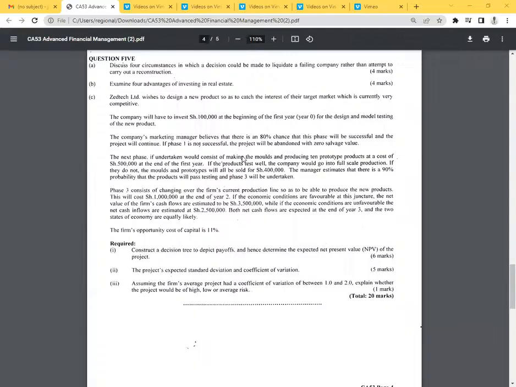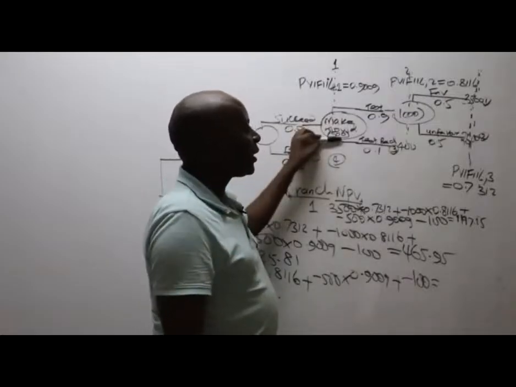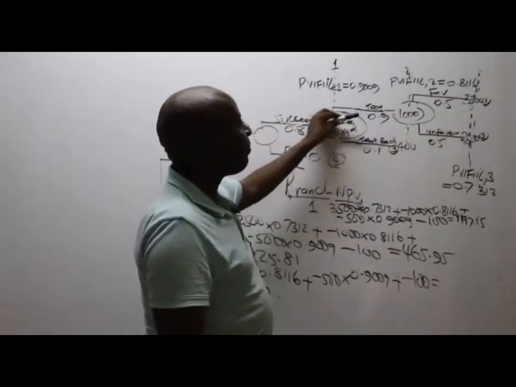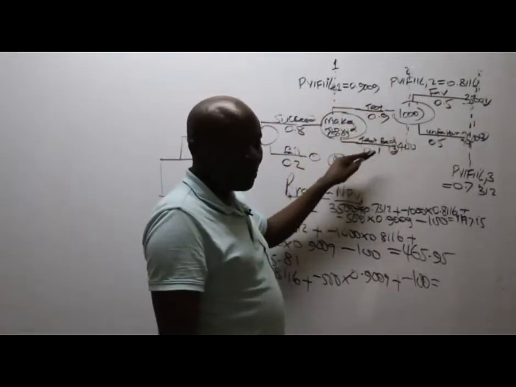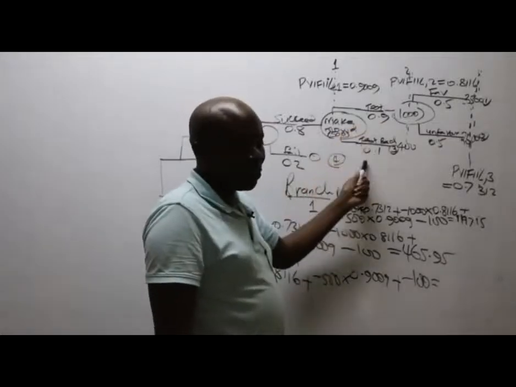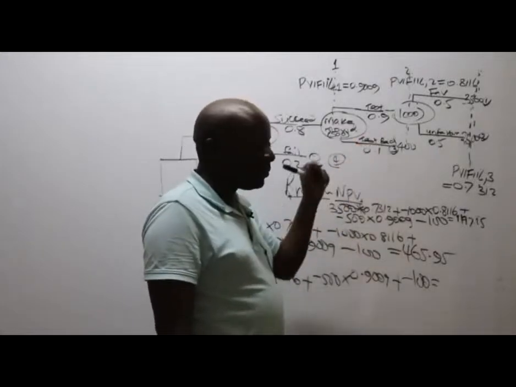If the products test well, the company would go into full-scale production. If they do not, the molds and prototypes will be sold at 400. The manager estimates that there is a 90% probability that the product will pass the test and phase 3 will be undertaken. So meaning, ladies and gentlemen, that if we make the molds, there are 2 possibilities. We would either pass the test, that is testing well, with 90% probability, or we fail. With what probability? 10%, because 0.9 and 0.1 will always add up to 1. So when I know one of them is 90%, the other one must be 10%.